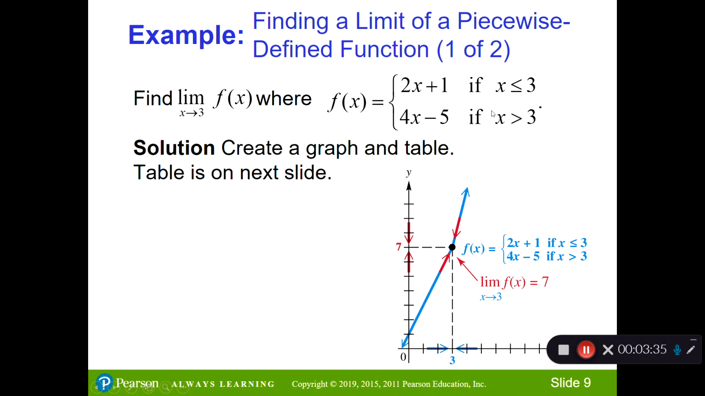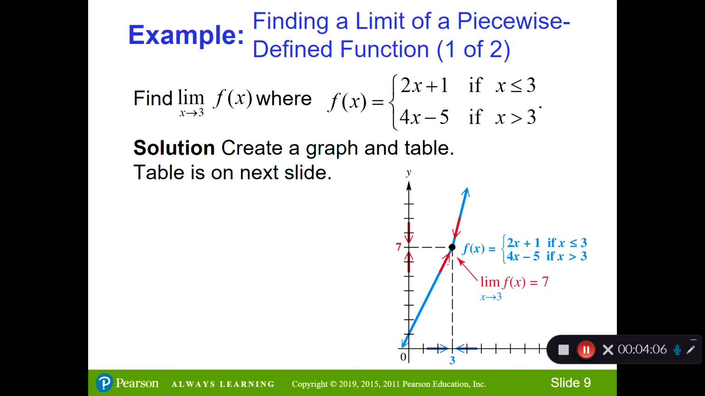Now, let's find this limit as we're approaching 3 for this function. Okay, so we're going to create a graph and a table of values. Now, 2x plus 1 is a line with a y-intercept at 1 and a slope of 2. That's this line. And 4x minus 5 has a y-intercept at negative 5 and a slope of 4. So that would be this line, but it only starts when x is bigger than 3. So we start drawing here and go up.